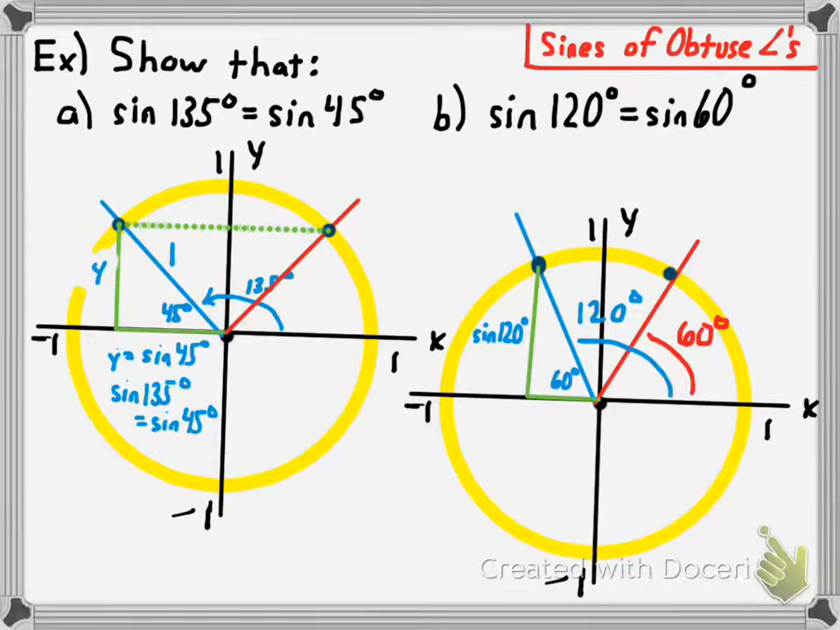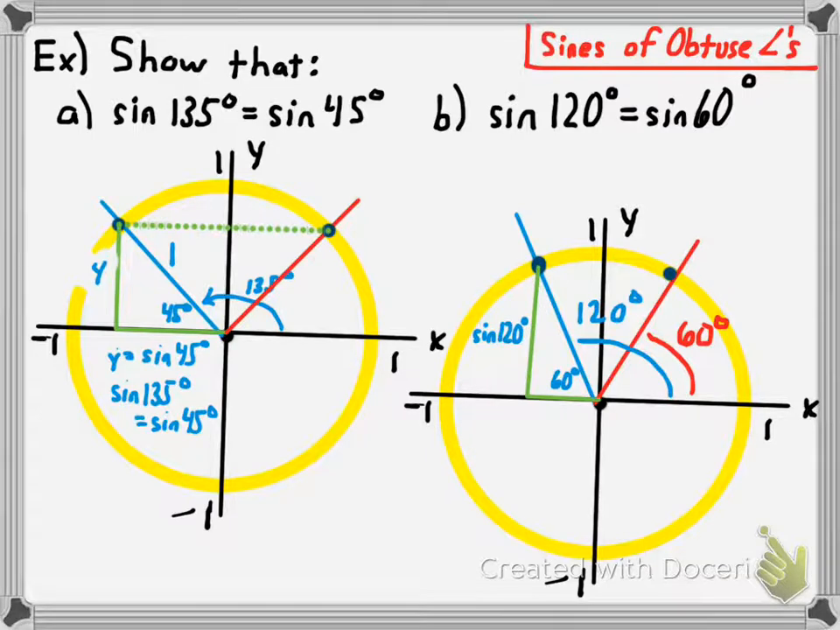Now if you look at the right triangle that I created there from the 120-degree angle, you can again see that if you make a ratio, remember sine of 120 represents the y-coordinate there. If you make a ratio out of the opposite leg and the hypotenuse, the sine of 60 would equal the sine of 120 over 1. This is 1. And so sine of 60 equals sine of 120.